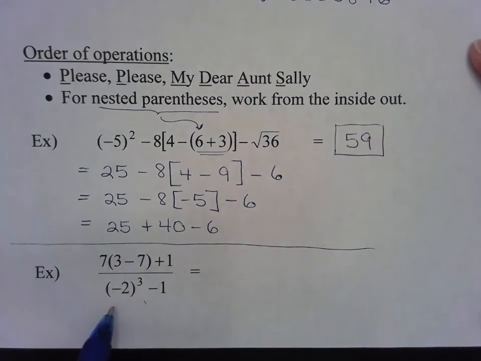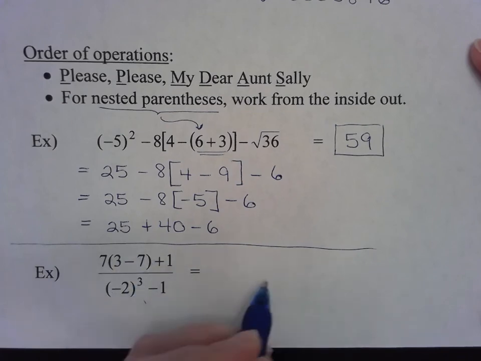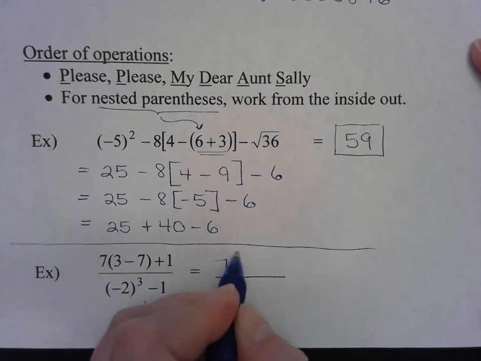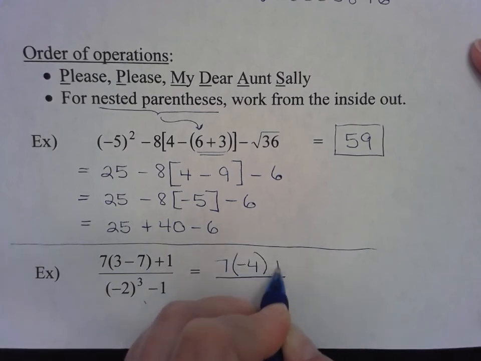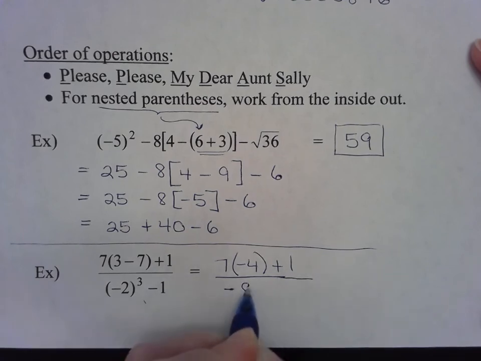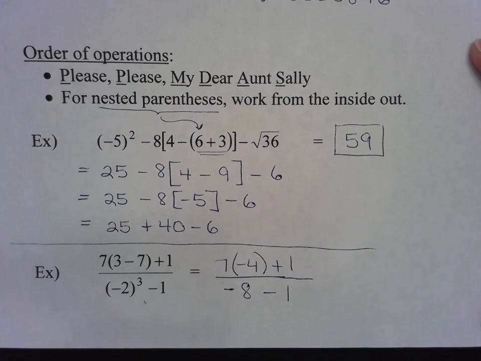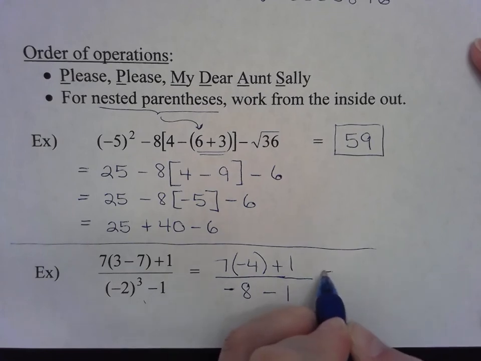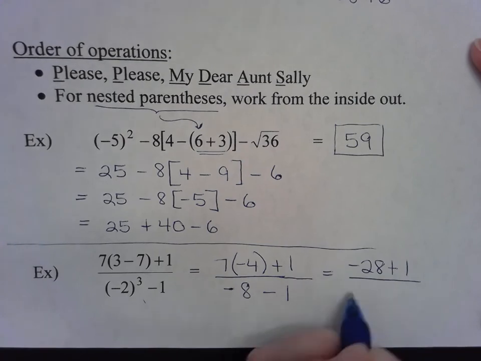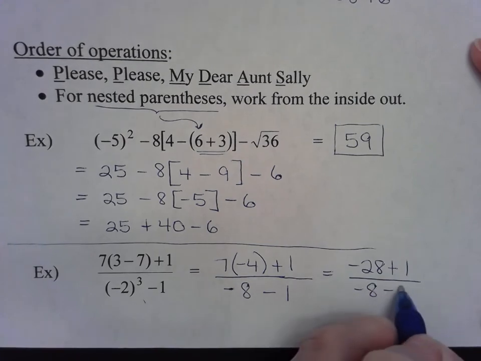Okay, it works the same way if there's a fraction. We would do the numerator and the denominator separately. So 3 minus 7 would be a good first step. And you could definitely do some of these smaller steps in your head. I did my parentheses first, I did my exponent, right? And then I'm going to do my multiplying. So this would be negative 28 plus 1 over negative 8 minus 1.